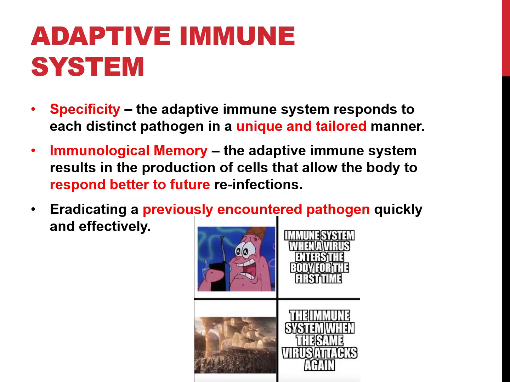So what's important about the adaptive immune system? Firstly, the specificity of it. All right, so it's specific. It's unique and tailored to each and every antigen found on the pathogens.